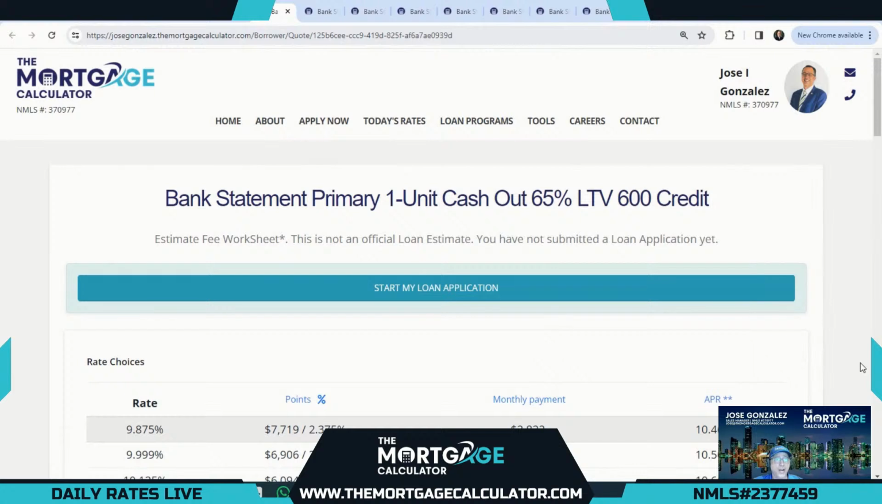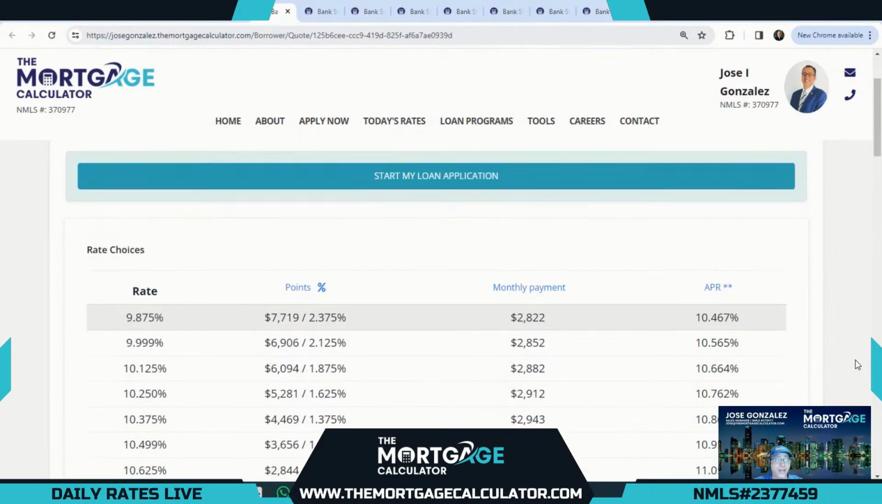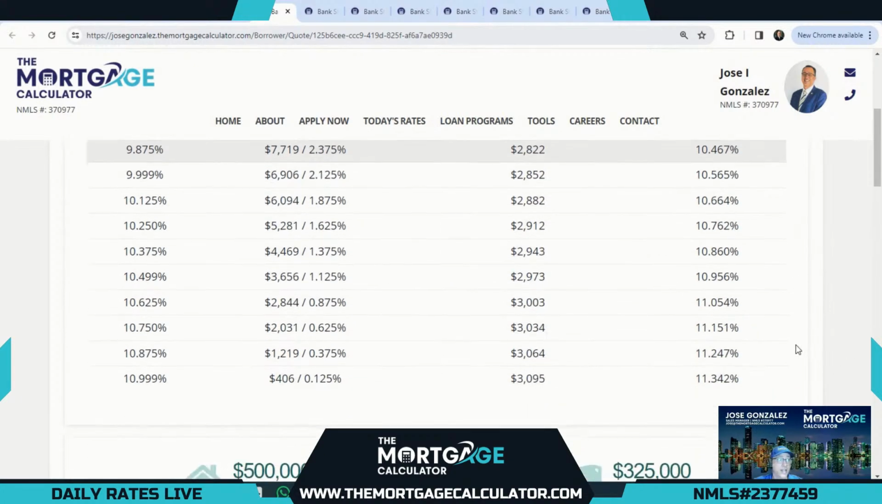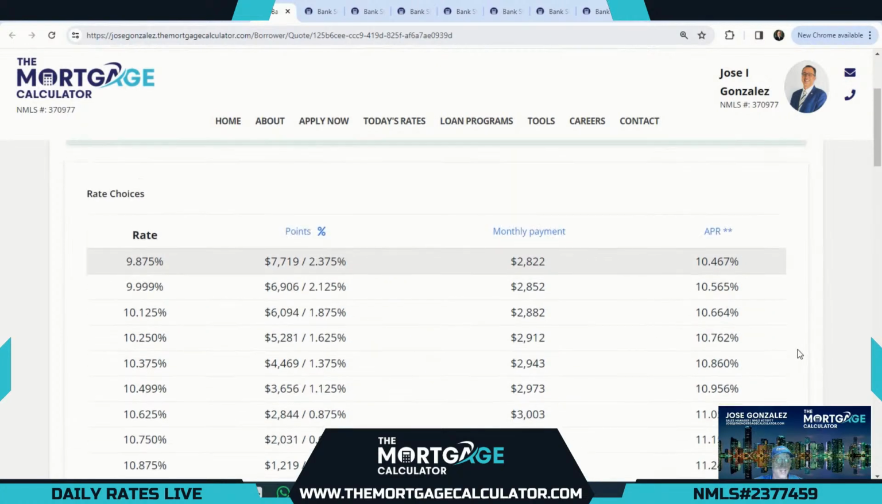And our 600 credit score, 65% LTV cash out, right? That's a primary option there. One unit cash out, 65% LTV, 600 credit. Yep, you're looking at it right. And you're looking at 10.999 is our lowest cost option and 9.875 lowest rate option.